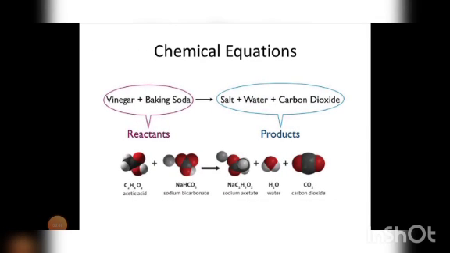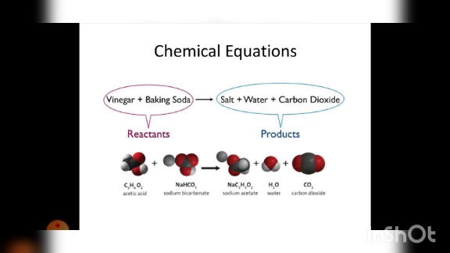How do we represent a chemical reaction? A chemical reaction is generally represented by using two things. You can see on this slide there are reactants and products. On the left hand side we usually write reactants, and on the right hand side we write products. This is a simple reaction which you can perform today inside your home, which will create a very nice thing.